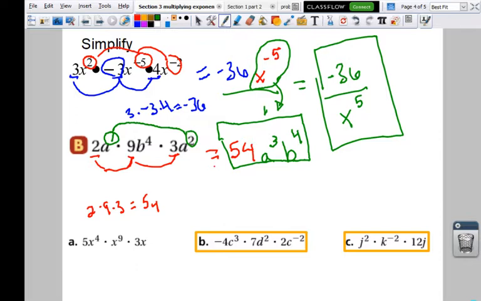So if there's no number, it's a 1. Because this is a B, we can't put A, yep. The big parts have to be the same. I can't put an A and a B together.